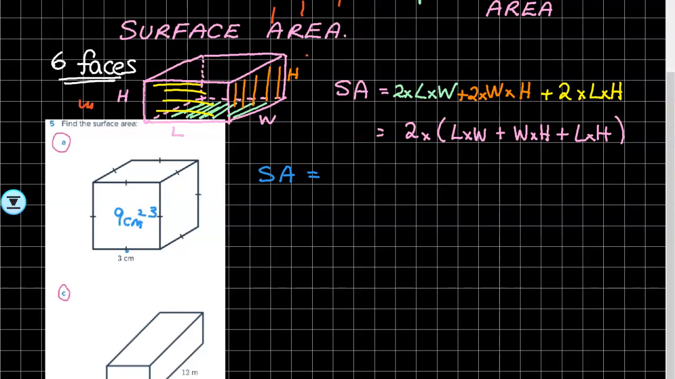And the hard part for you, which I don't think is that hard, how many faces do we have? 6. So I'm just going to go 6 times 3 times 3, make my calculator do all the work, and we get 54 centimeters squared. How easy is that? Very?